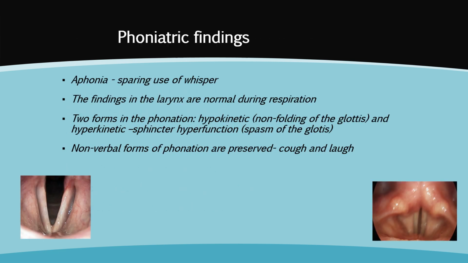Phonetic findings in the patient. For aphonia, it's known as sparing use of whisper. The findings in the larynx are normal during respiration. There are two forms of phonation: hypokinetic, non-folding of the glottis, and hyperkinetic, sphincter hyperfunction, spasm of the glottis. Non-verbal forms of phonation are preserved, like cough and laugh.